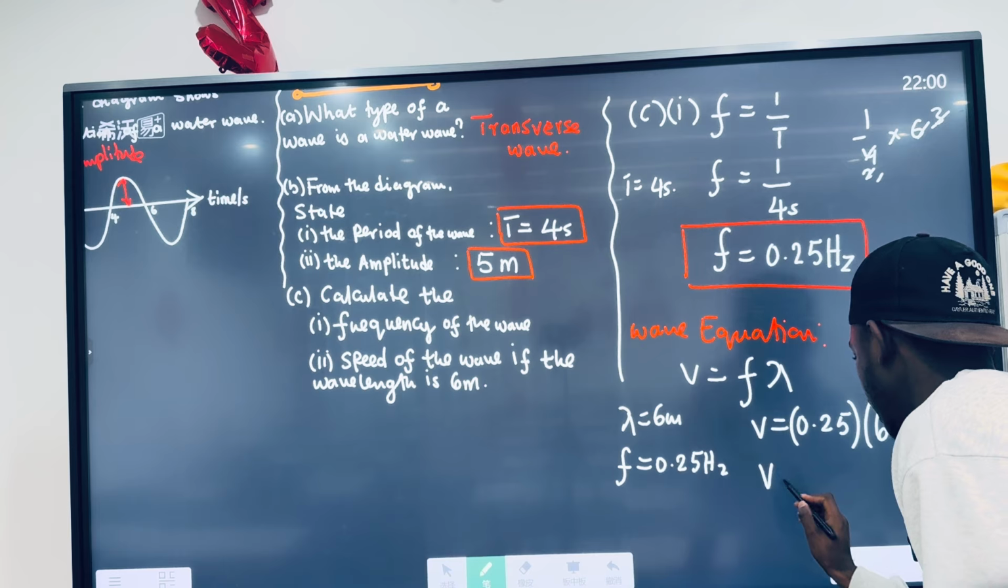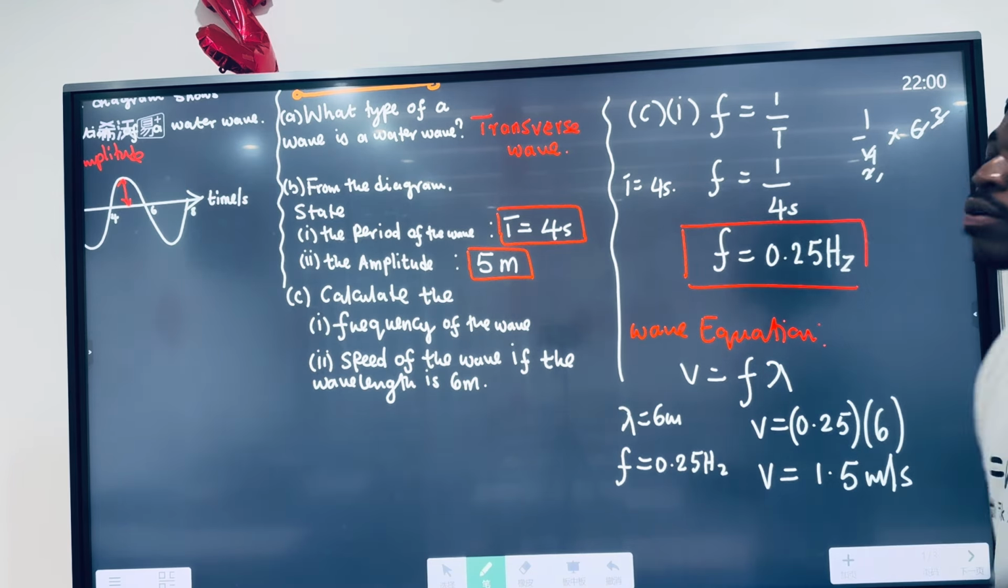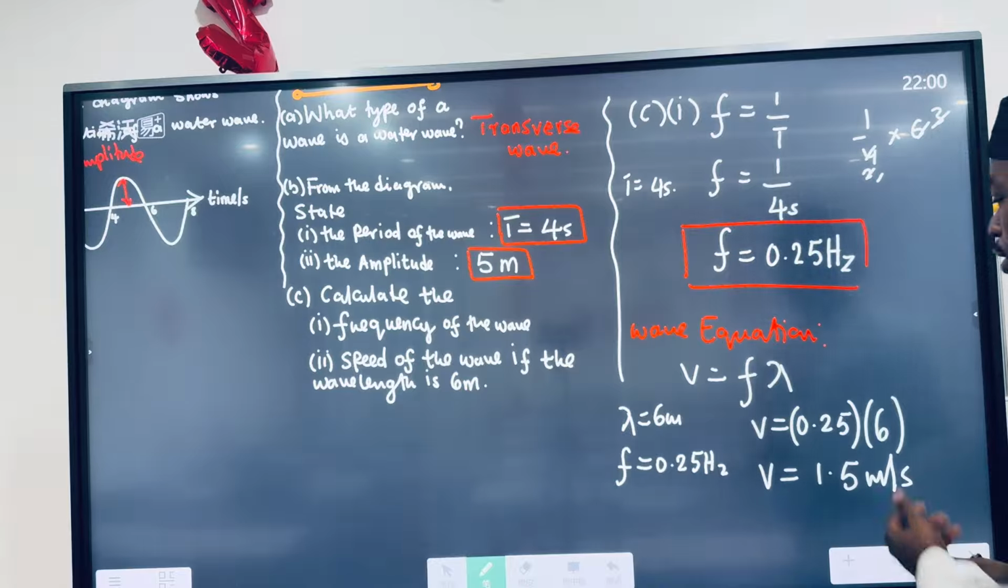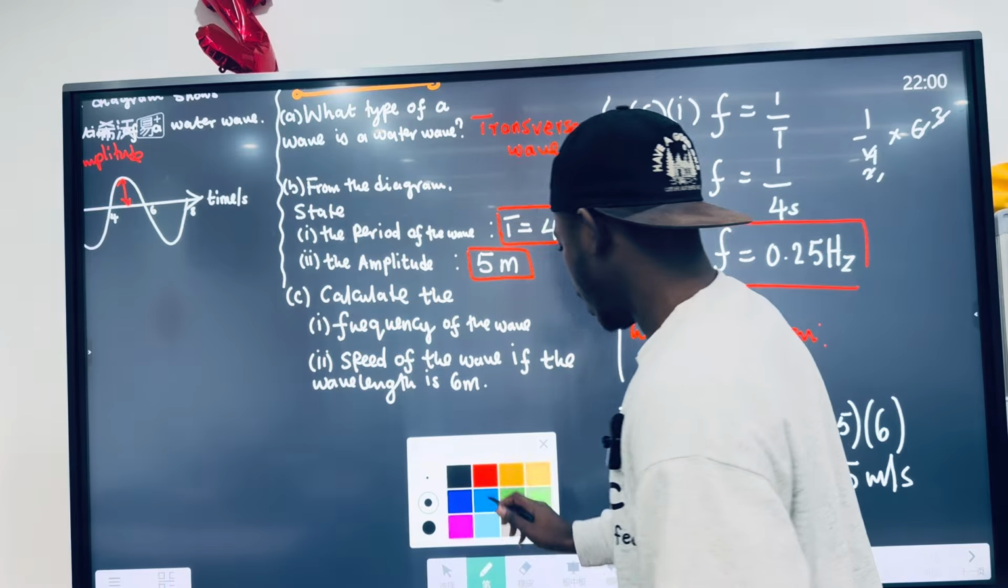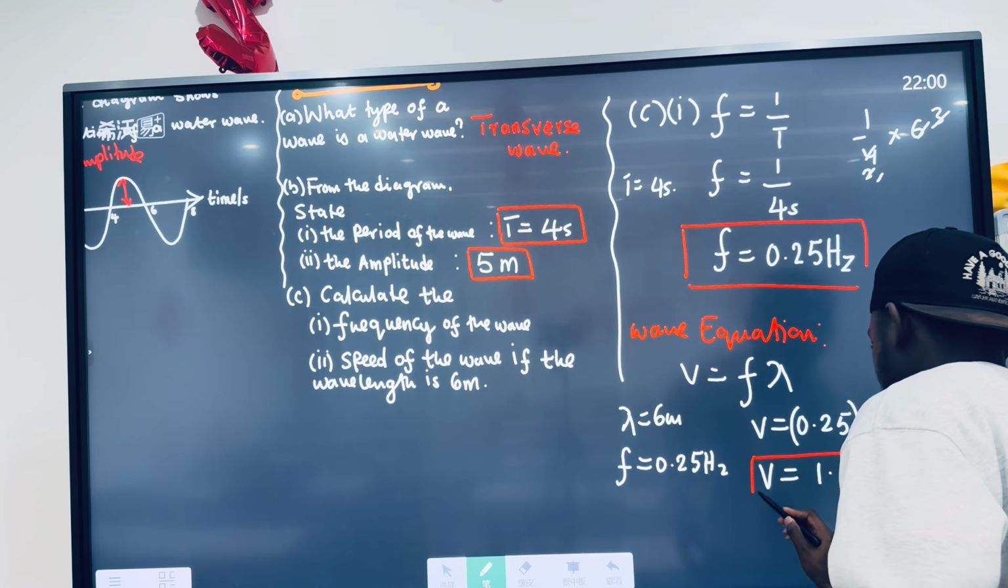So my velocity is 1.5 meters per second. This is speed, okay? So this is the speed of the wave in this particular question. And that is how you basically answer this question.